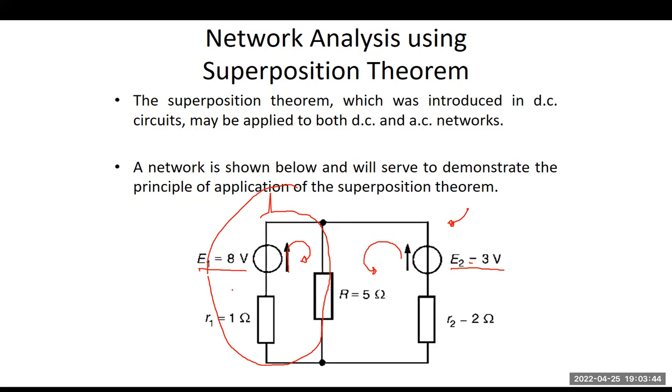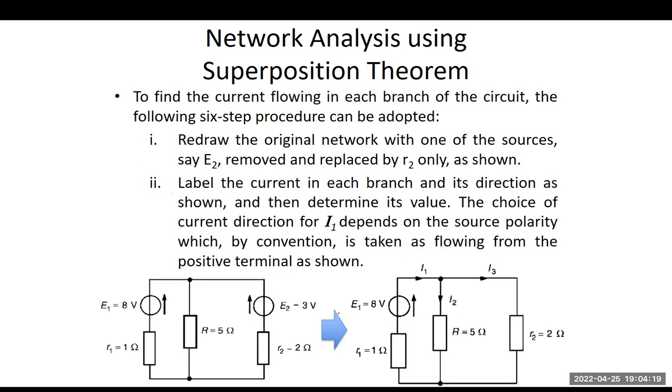We have some other components. We have an internal resistance, r1, which is equal to 1 ohm, another internal resistance of this loop, r2, which is equal to 2 ohms, and a load resistance here which is equal to 5 ohms. Now, to find the current flowing in each branch of the circuit, these are the steps or procedures that we have to adopt.